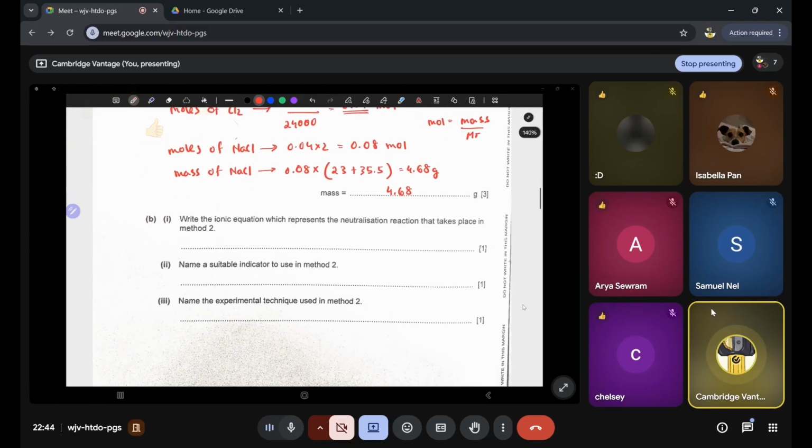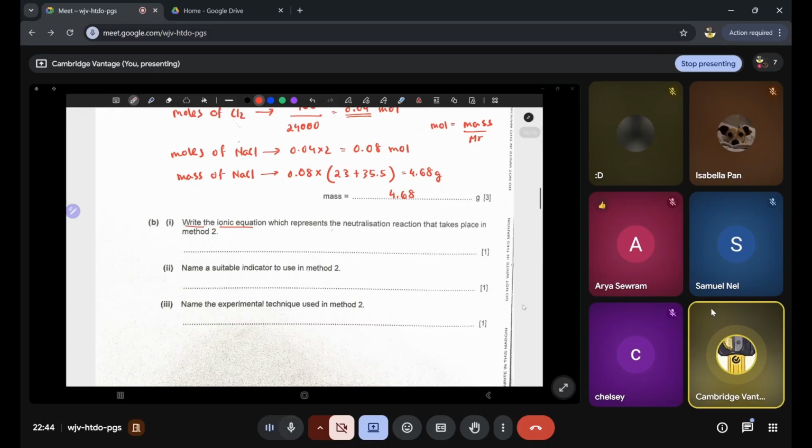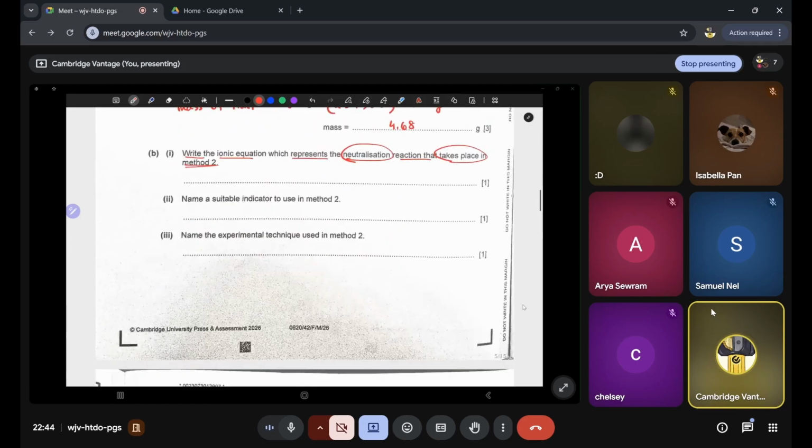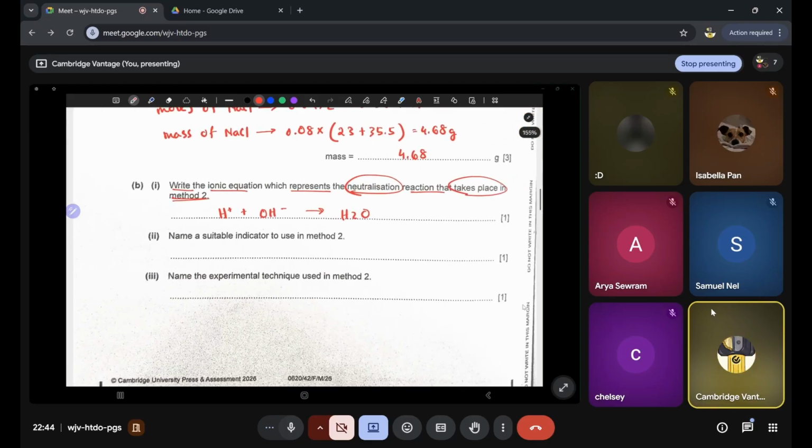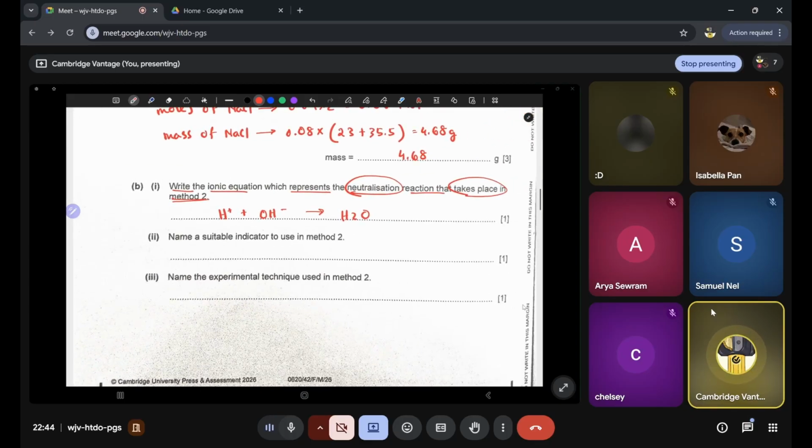Let's look at the next part. Write the ionic equation which represents the neutralization reaction that takes place in method 2. Now, it already mentioned it's neutralization, so you really don't need to even look at what's happening. All you can directly write down is H plus, OH minus, H2O. And that will get you the mark. The ionic equation of neutralization is just the formation of water from its ions, H plus and OH minus.